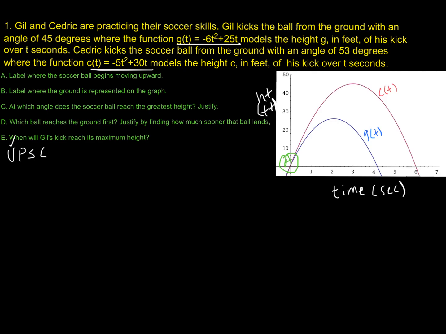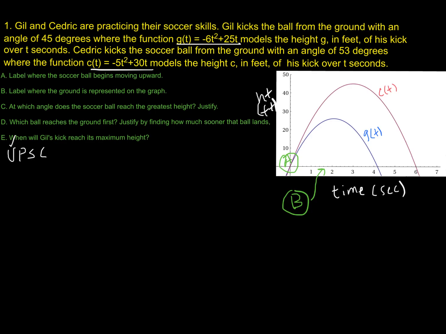All right, moving on to B, label where the ground is represented on the graph. And this can be a little tricky sometimes. Notice that the height is represented by the y-axis. And so where would the ground be? Well, it would have a height of 0, right? That would be what the ground is. And so if you think about traveling down your y-axis until it gets to 0, well, that would be where the x-axis is. And that makes a lot of visual sense because it's a horizontal line. And so the x-axis is B.